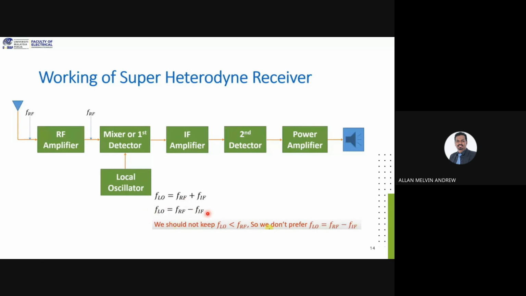Okay, so we will eliminate this statement. We only will consider the addition. That's why we are only taking the addition for our analysis. So if let's say FLO is 20 and FRF is 10, it can be accepted. Only in this condition, so we won't take the second part.